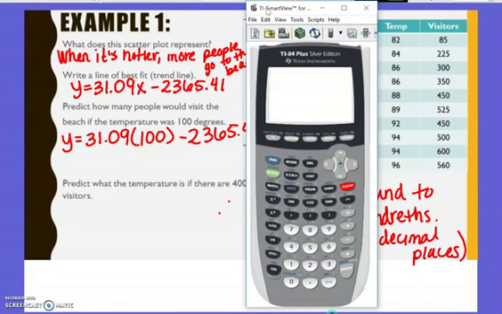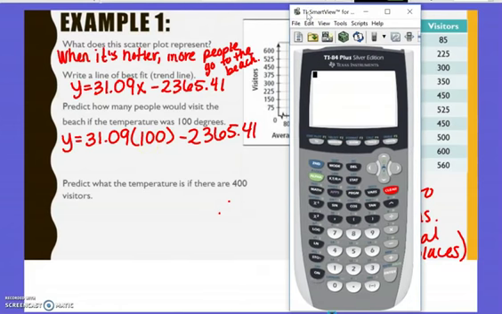All right, so 31.09 parentheses 100, close it, minus 2365.41. I hit enter, and it says 743.59. Okay, so technically the y value here is the visitors, the people.